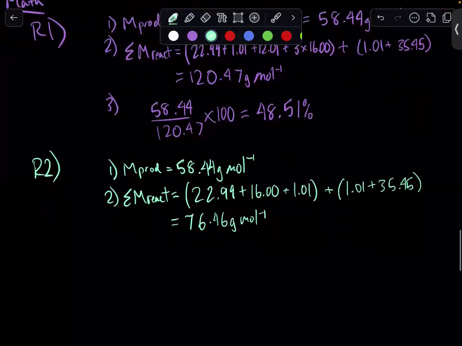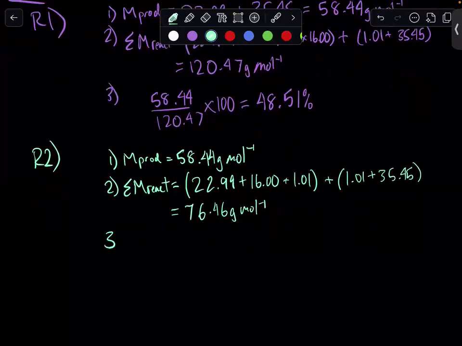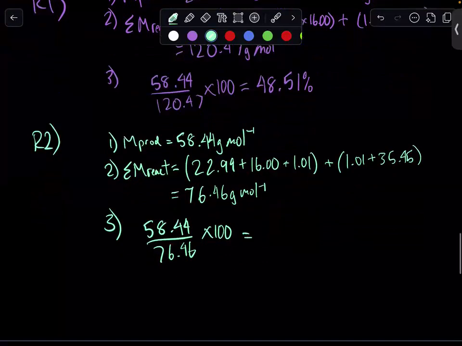Now, before I even do math, I know 58 divided by a lower number than 120 is going to give me a higher percentage. However, I will do the math anyways. 58.44 divided by 76.46. That is going to get me, I always forget the times 100. I'll be honest, when I do this in my calculator, I never include the times 100 because I just know a percentage moves the decimal over twice. But that's 76.43%. So we were right with our assumption. Reaction 2 is more efficient.